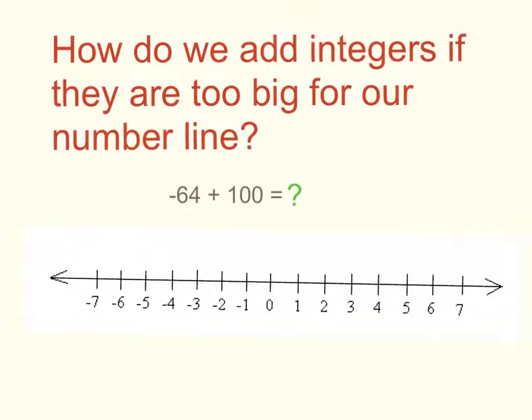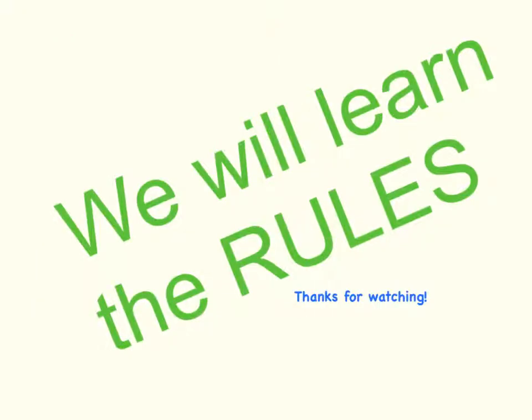How are we going to add integers if the numbers are too big for our number line? Our number line here runs from -7 to 7. What if we were asked to use this number line to solve the integer addition problem, -64 plus 100? Well, the answer to that question is we'll need to learn the rules for integer addition when numbers are too large for integer chips and number lines.